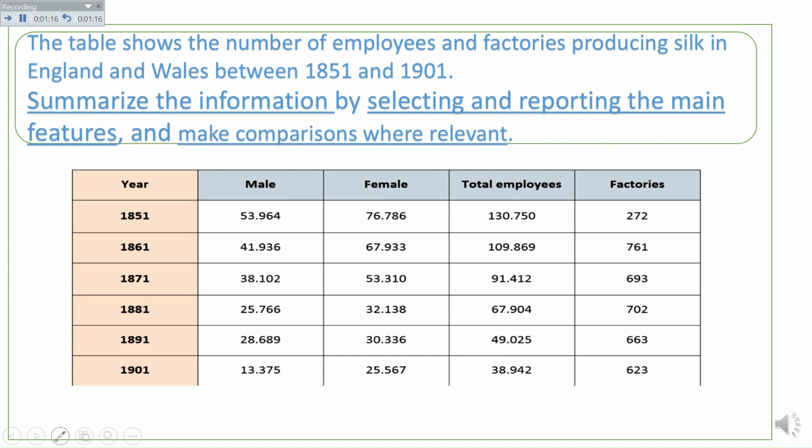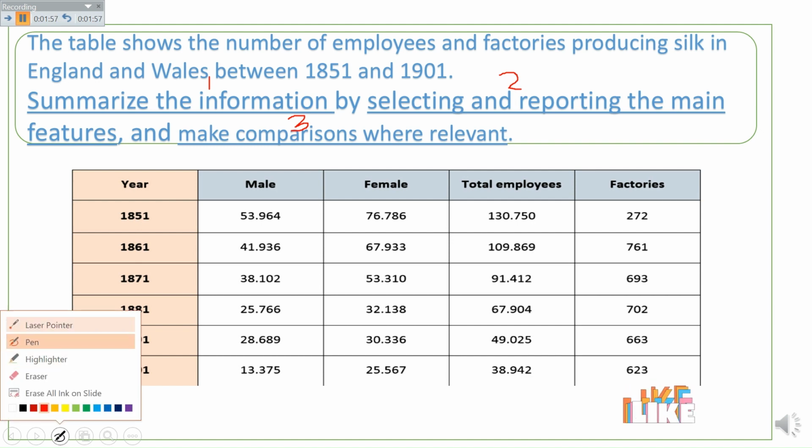And then we need to use these steps: summarize the information by selecting and reporting the main features. We will follow these steps in each writing task, right? This is the standard. This statement is given for each Task 1, and we need to follow these steps. Basically, there are three steps we need to follow. First one is summarize information. Then number two is selecting and reporting the main features, and then make comparisons where relevant. So we need to use three steps. These steps stay the same for each writing task.